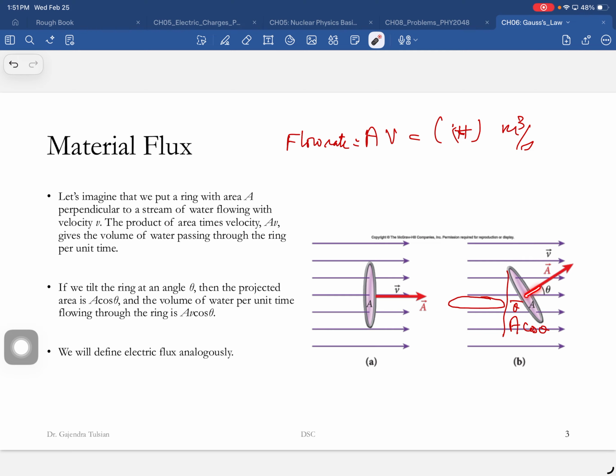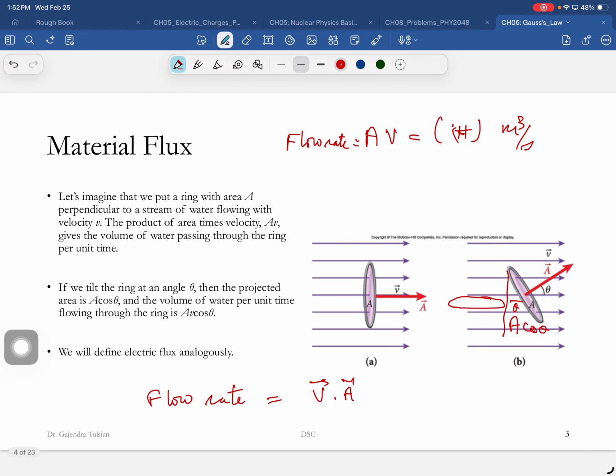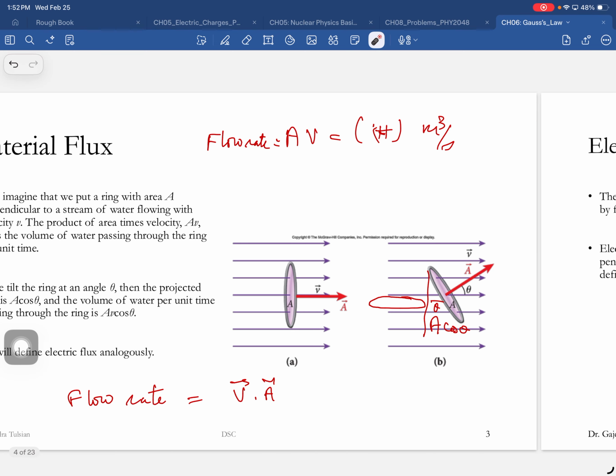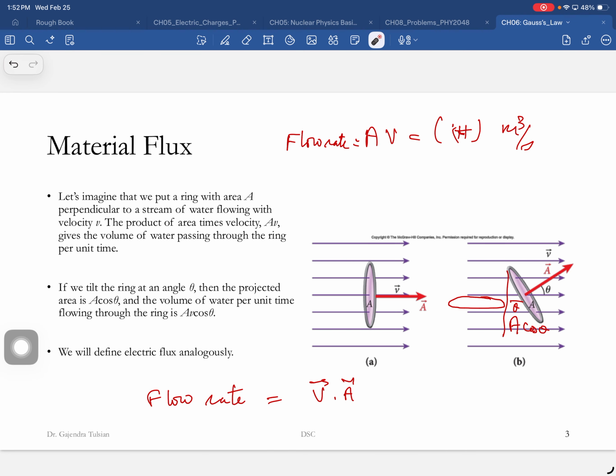And now you can see why we define this area vector. If you define the area vector like that, you can write flow rate as the velocity vector dotted with the area vector. And that's why we define an area vector. And when the area is like this, the angle between the velocity vector and area vector is 90 degrees, and cosine of 90 would be 0. All right, so the flow rate is V dot A.